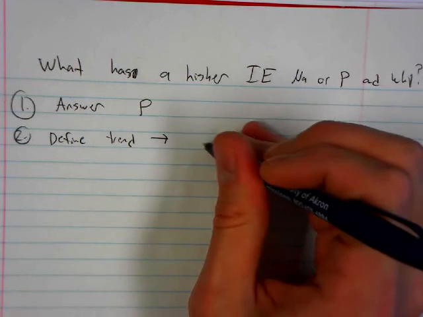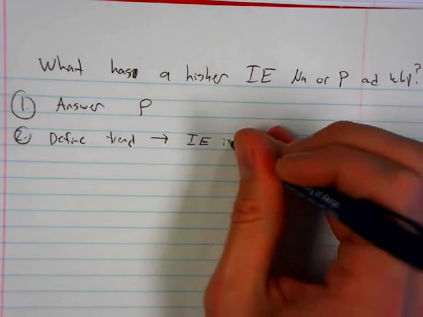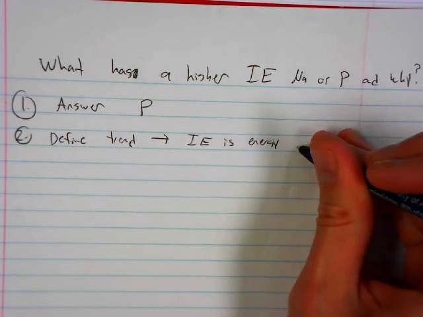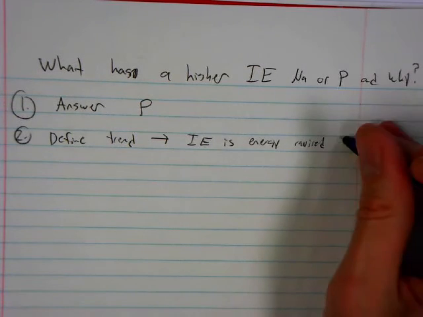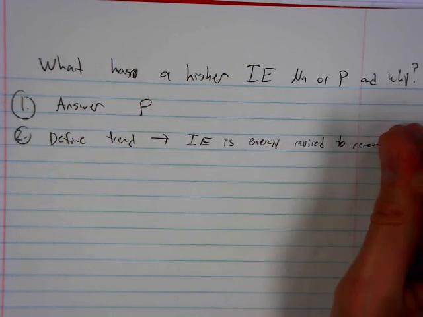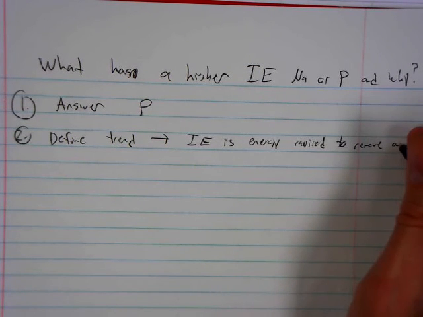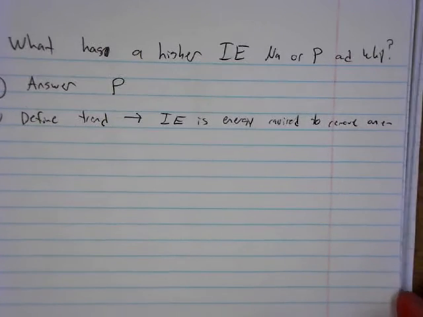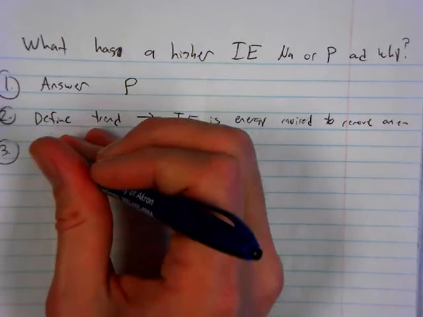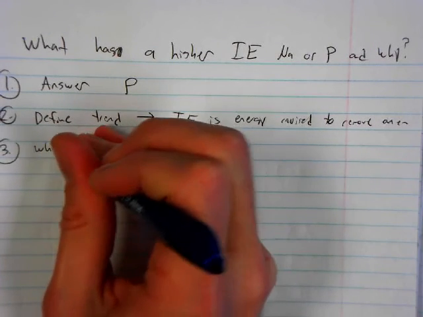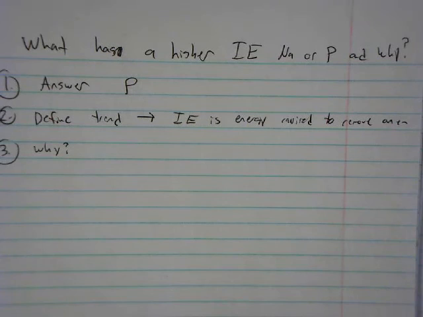So, step 1, answer. Step 2, define the trend. The definition of ionization energy is the energy required to eject or remove an electron. So I define the trend. And then number 3 is why.